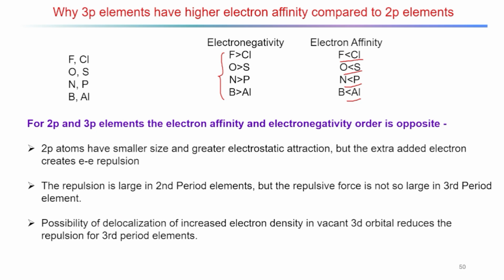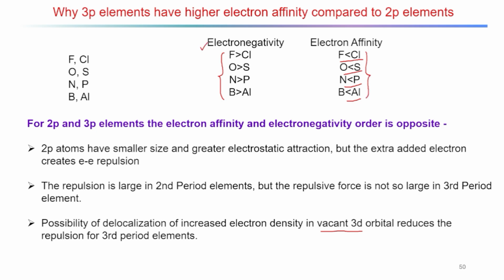The next point is that the possibility of delocalization of increased electron density in vacant 3d orbitals reduces the repulsion for third period elements. Third period elements have a vacant 3d orbital. So the incoming electron, which is increasing the electron density, the atom can pass that electron density to the vacant 3d orbital. In that way, it can reduce the electron-electron repulsion, right? So that's why these 3p elements have higher electron affinity, whereas 2p elements have higher electronegativity.